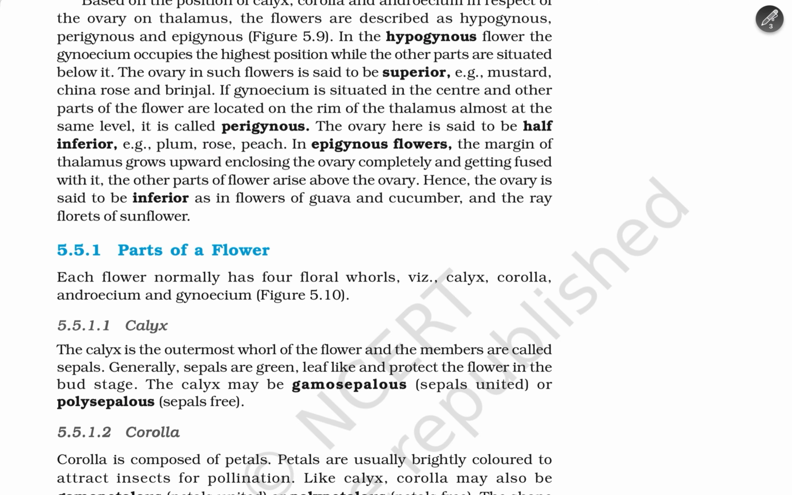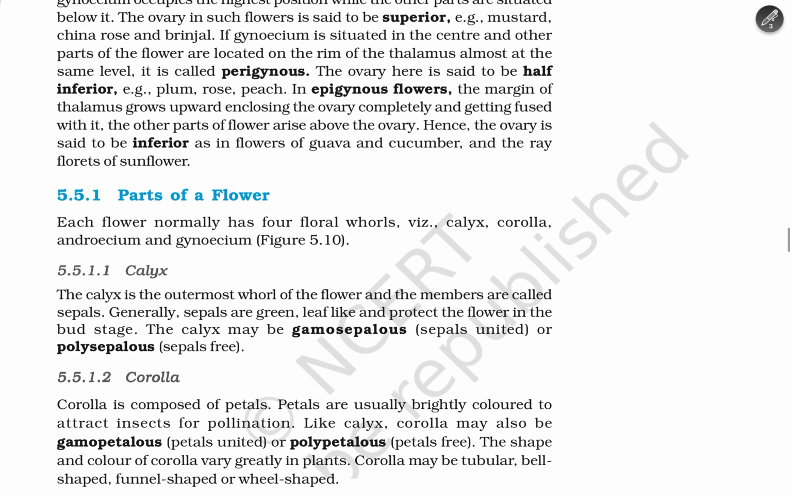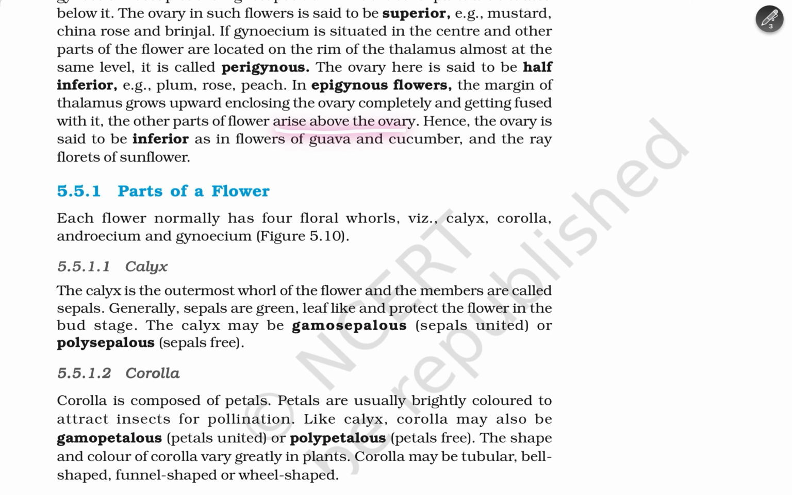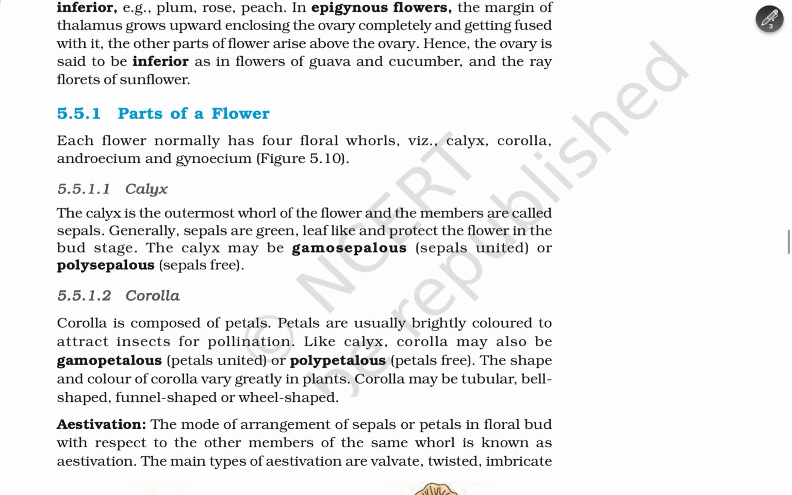In the epigynous flower, the margin of the thalamus grows upward, enclosing the ovary completely and getting fused with it. Other parts of the flower arise above the ovary, hence the ovary is said to be inferior, as in the flowers of guava, cucumber, and the ray florets of sunflower.